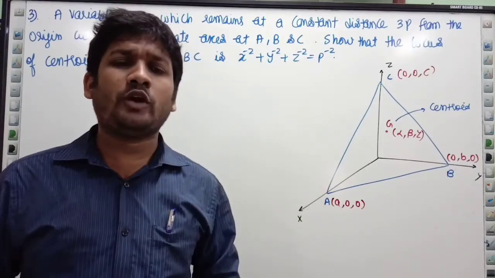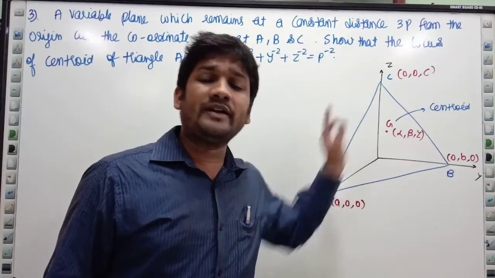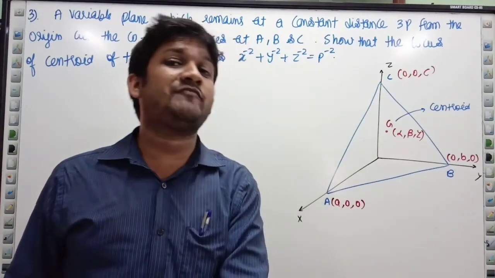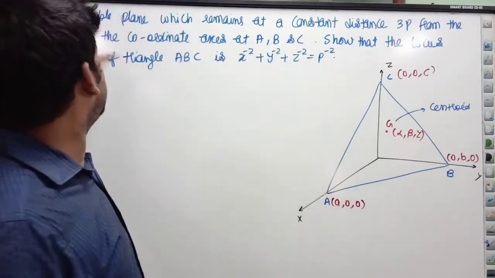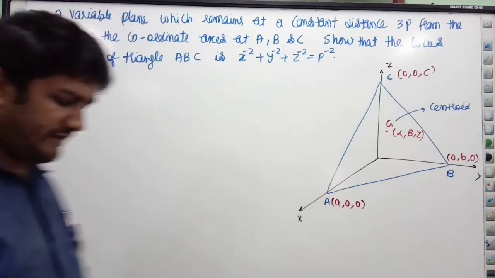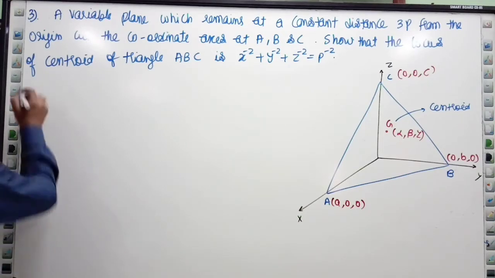Now how will we solve this? देखो simple सी बात है. The plane is cutting the coordinate axis, means we'll use the intercept form of the plane. Then we'll use the distance formula because distance is given. Let's see how we are solving it. Also centroid formula will be used here.